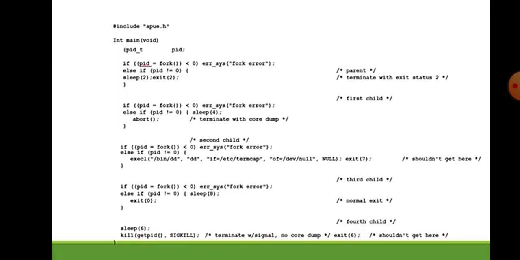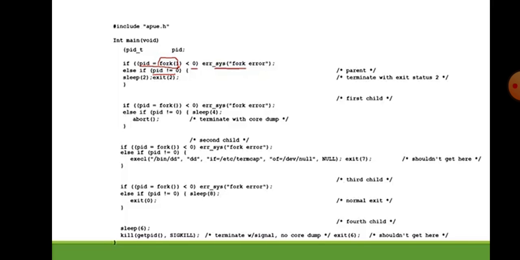Here, this is for the parent process. It calls a fork system call, and if it is less than 0, obviously there is a fork error. But if it is not, then the condition comes here. We'll check for the condition: PID is not equal to 0.